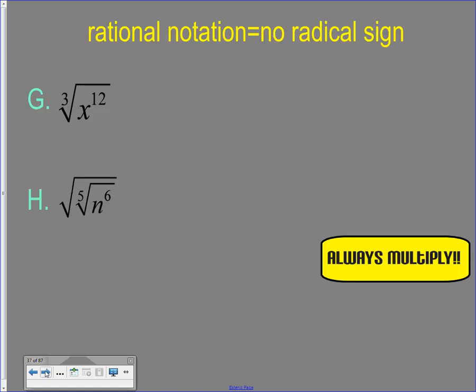Then a couple other ideas that we're going to work on in this section is rational notation. These ones want you to write them in rational, which means there's no radical sign. So how can I rewrite this?